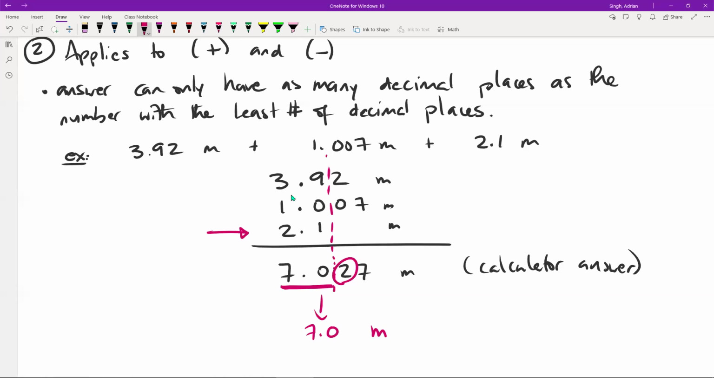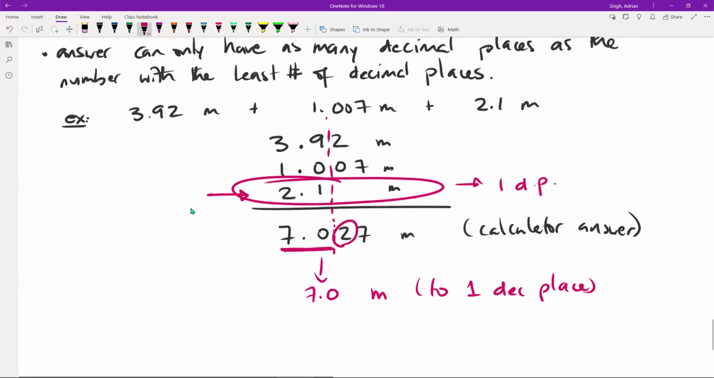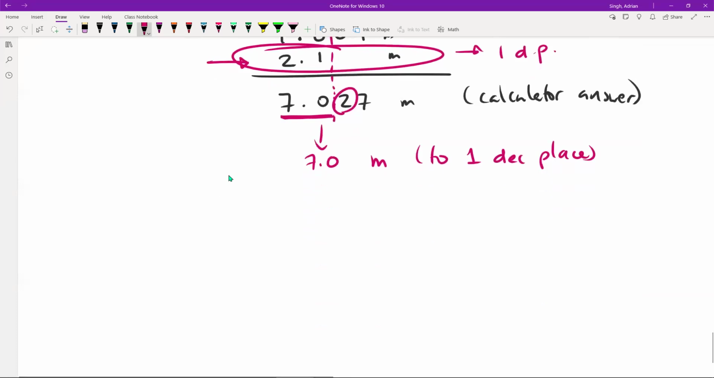So I've rounded this to 1 decimal place because this number here has the least number of decimal places, which is 1 decimal place. So that's the rule. Now, in some cases, you might be presented with numbers that don't have decimal places. So what do we do in those cases? Well, let's take a look.